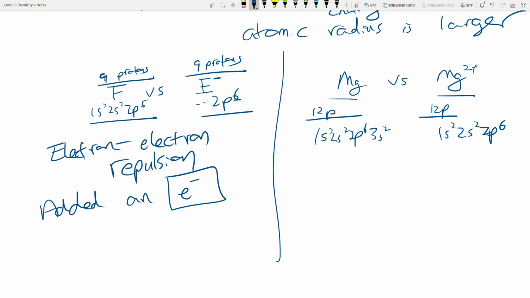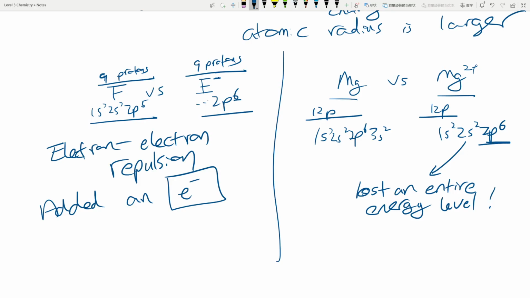That doesn't change. But what has happened is that if you look at the Mg2+, you lost an entire energy level. So the shielding effect is completely different. There are actually two things. First of all, there's less repulsion between the electrons because you have fewer electrons. And second, you have lost an entire energy level. So your valence electron is now in 2p, whereas before the valence electron was in 3s.